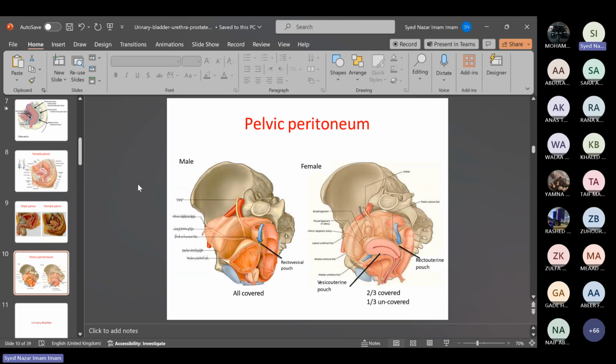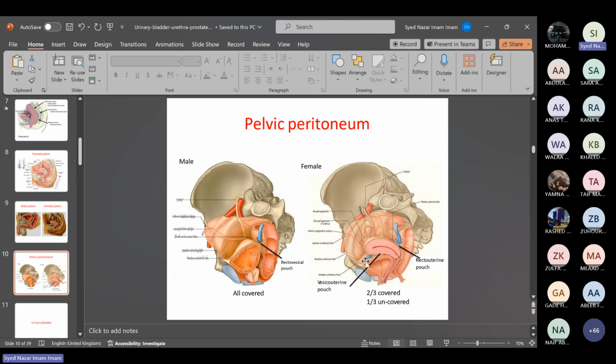The same thing is there. In the male, we have one pouch that is between the rectum and the urinary bladder that we call the rectovesical pouch. And you can see the reflection again, superior surface and part of the posterior surface, or you can say the upper part of the posterior surface is covered with the peritoneum.